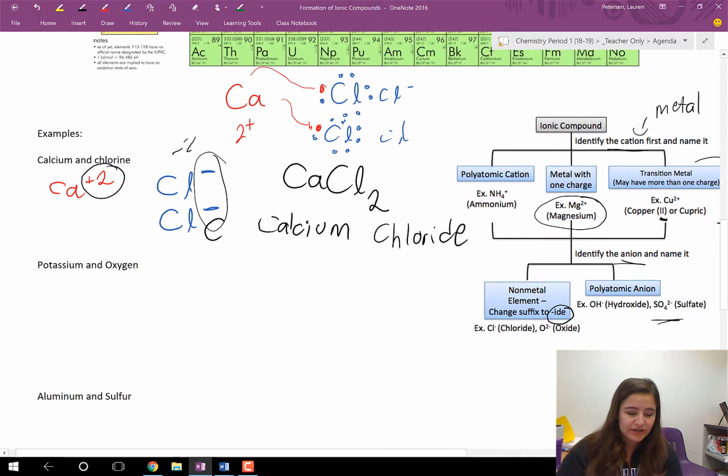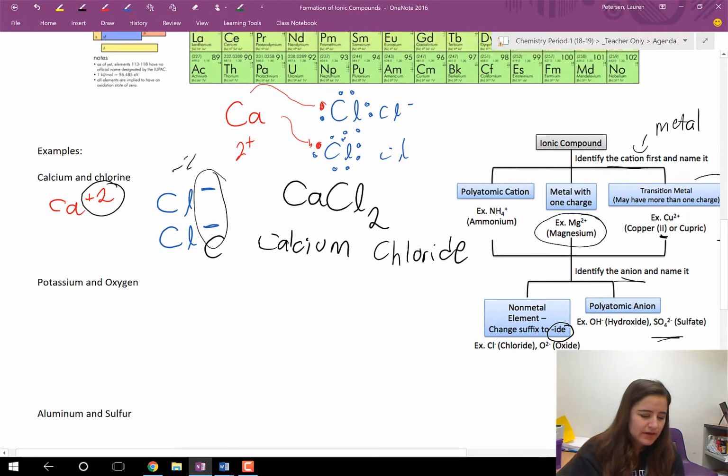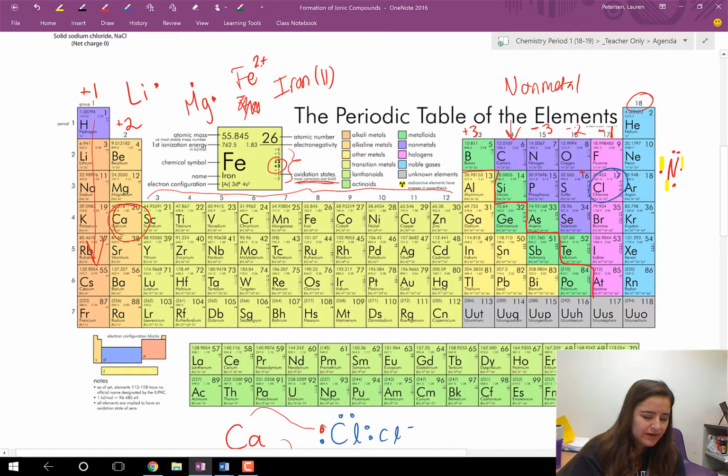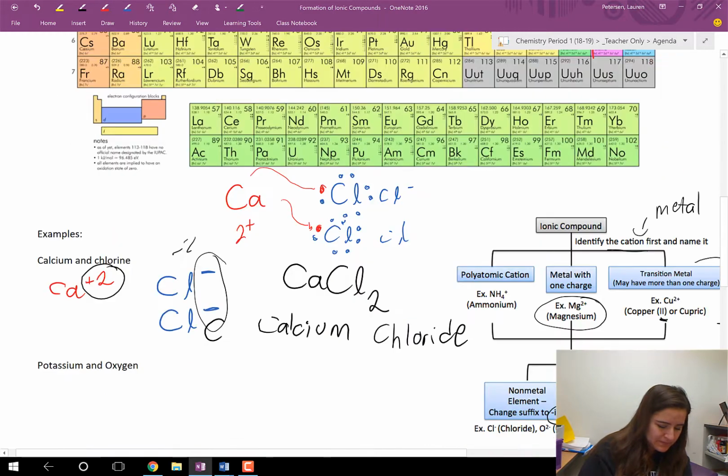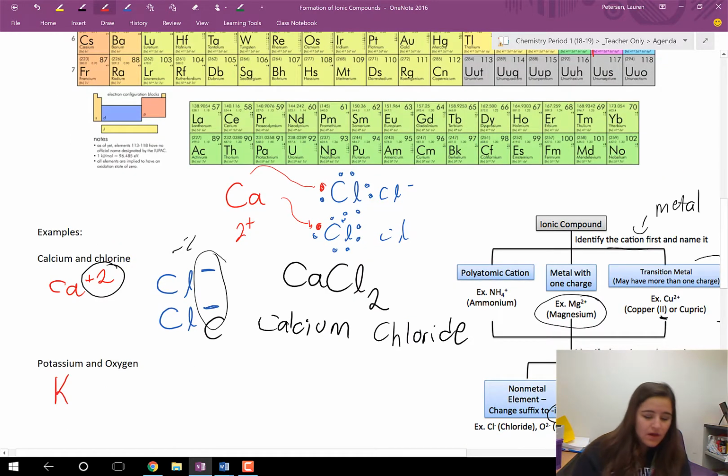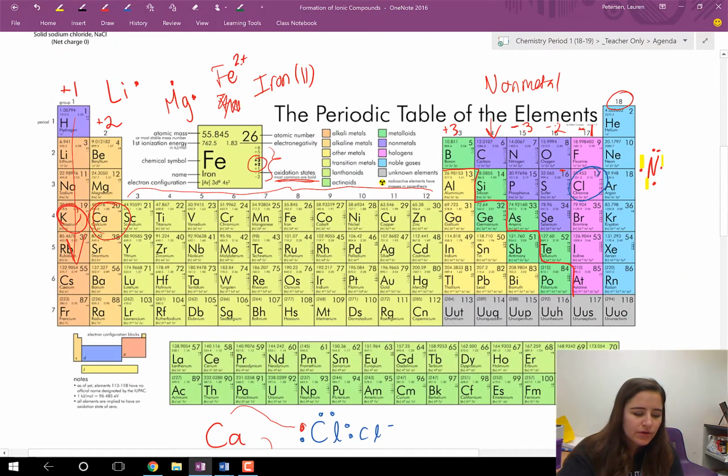Okay, so let's look at some more examples. Potassium and oxygen. Potassium is right here on the periodic table. So it has a 1 valence electron. It tends to lose that 1 electron and be a K+. Oxygen is right here on the periodic table. It needs 2 more electrons to complete its outer shell, so it forms a -2 ion.